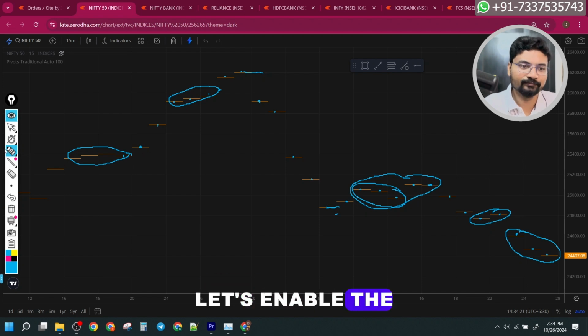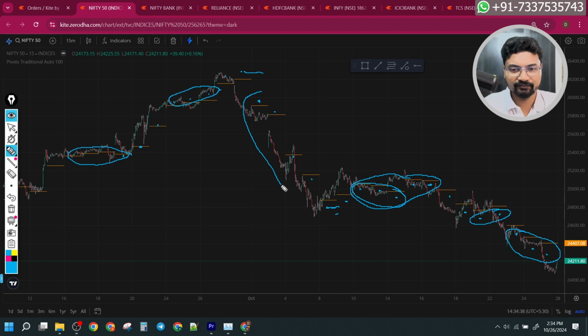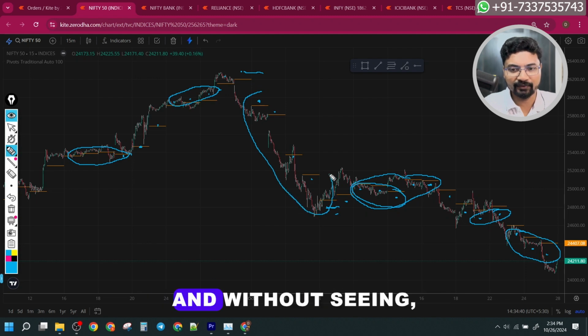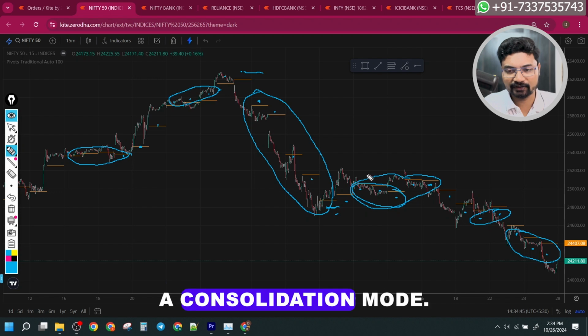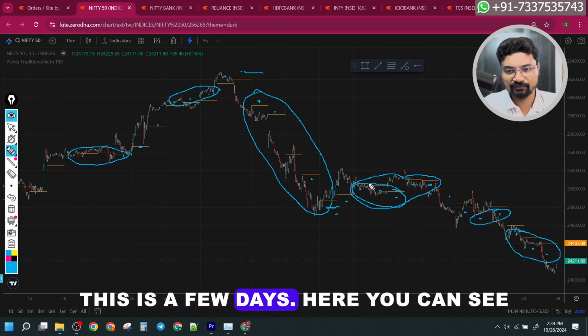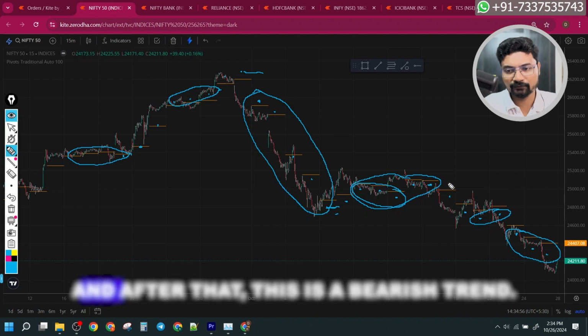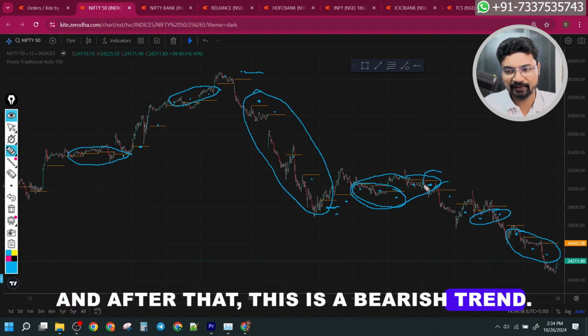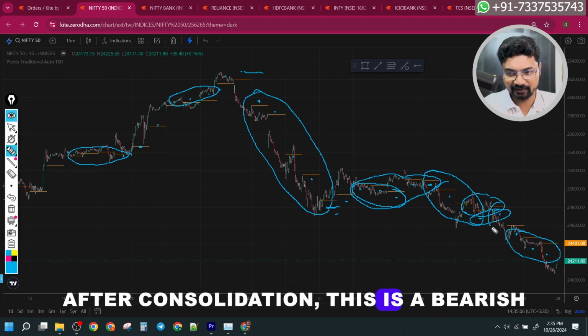Let's enable the chart. Now you can see this is a bearish trend. That is what we marked, and without seeing we can identify the trend. Here it is in a consolidation mode. These few days, here you can see how it consolidated around this level, and after that this is a bearish trend. This is another bearish trend after consolidation. After consolidation, this is a bearish trend.